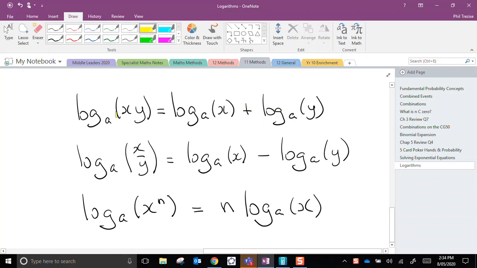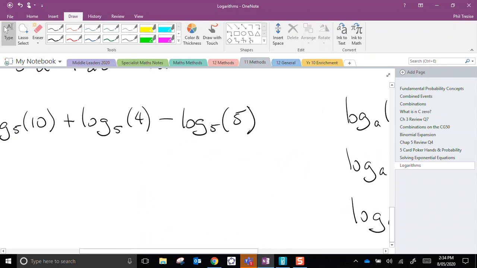same as if we were to have the logarithm and we multiply the two terms x and y. Remember, logarithms are really indices, and when we multiply two numbers together with the same base, we add their indices. Likewise here with the second one, if we are subtracting two logarithms, then it's the same as the logarithm of the x divided by the y, for the same reason. When you divide terms that have the same base, you subtract their indices.